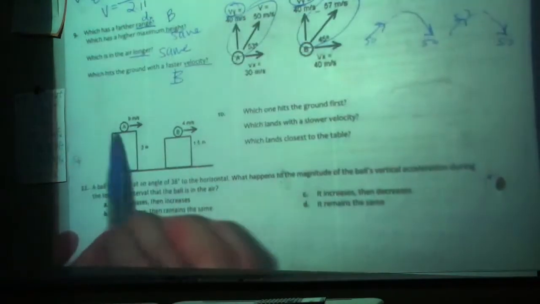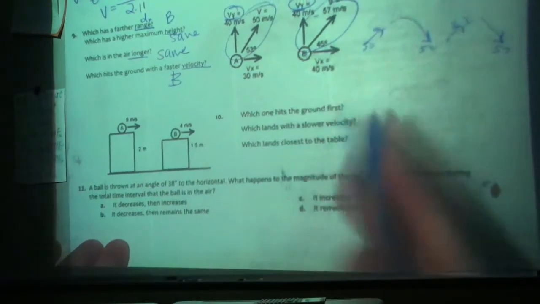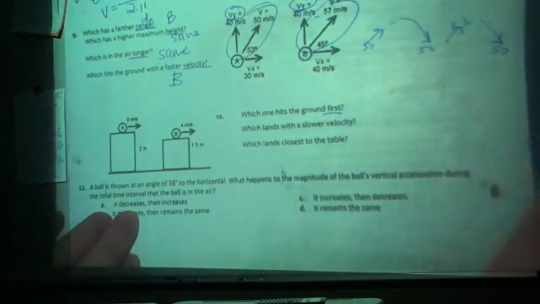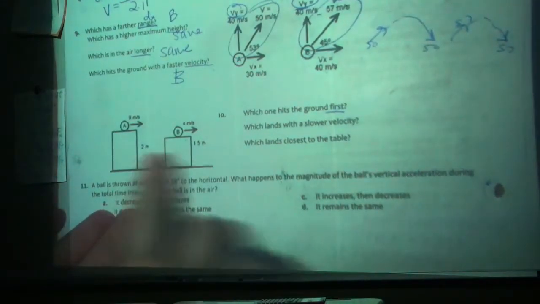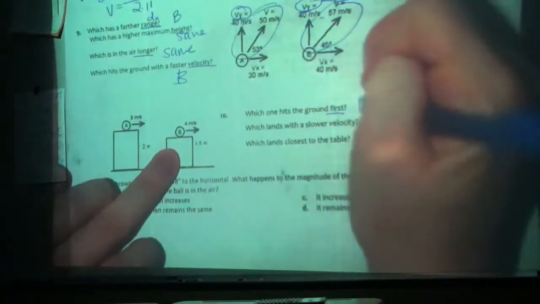Number 10, we've got two horizontal projectiles off of different height tables. Which one hits the ground first? Well, time is determined by the y. They have different y's, so the one that will have less time in the air and hit the ground first would be the one with the less height to fall, B.